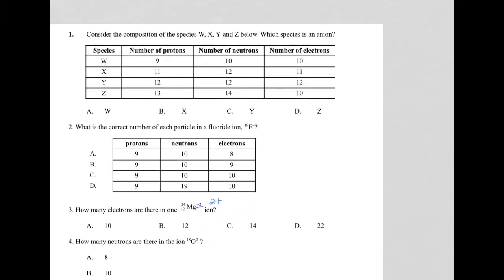So here you need to find a species which is an anion. Anion means it's negatively charged. It means that the number of electrons should be greater than the number of protons so that it ends up being negative. So the only one you have is W. So 10 is greater than 9. This is an atom. Here it's the same, so it's an atom. Here you have greater number of protons. This is a cation. So it says A.